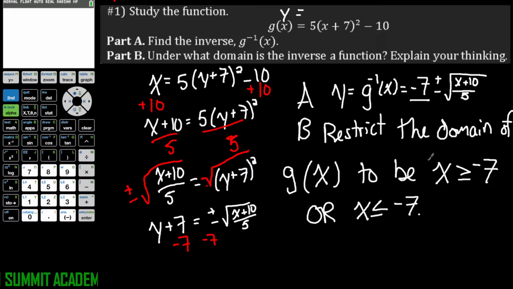So as long as you pick one of those two, depending on which one you choose: if I need my function to have that right side, I would have the plus, or if I want the left side, I would have the negative symbol. So make sure you're choosing one of those two.